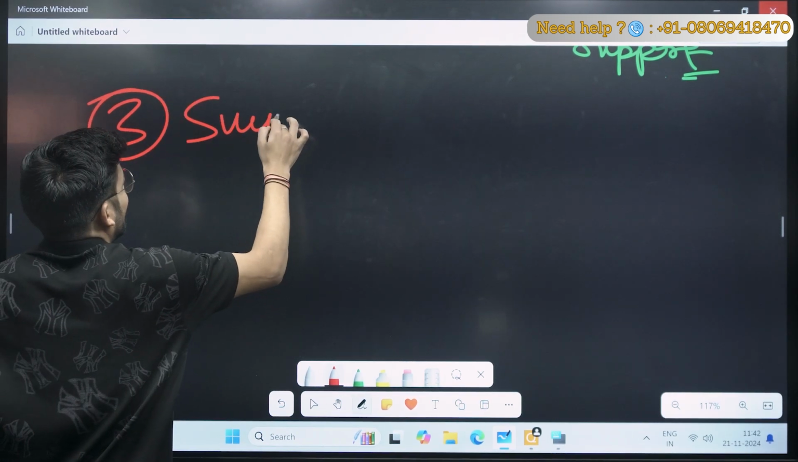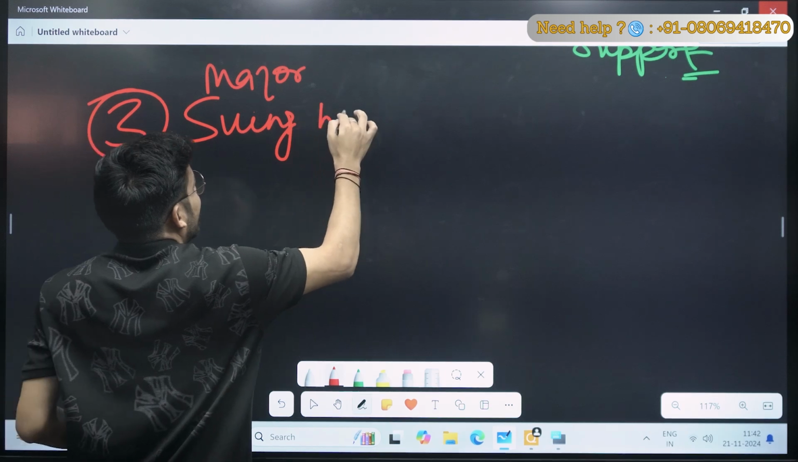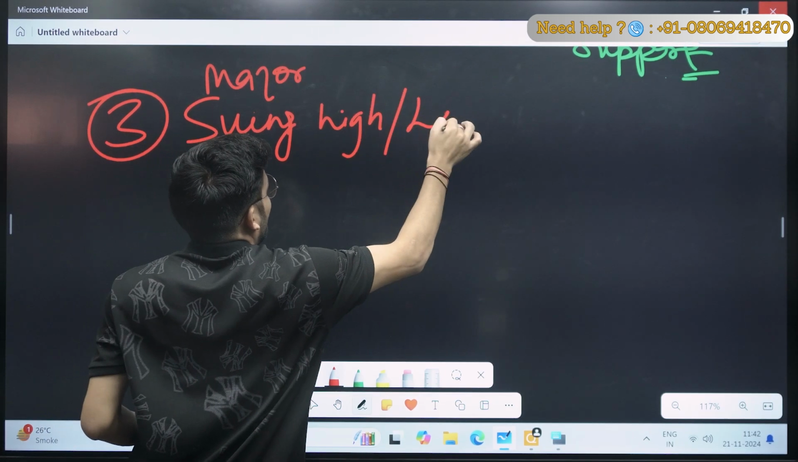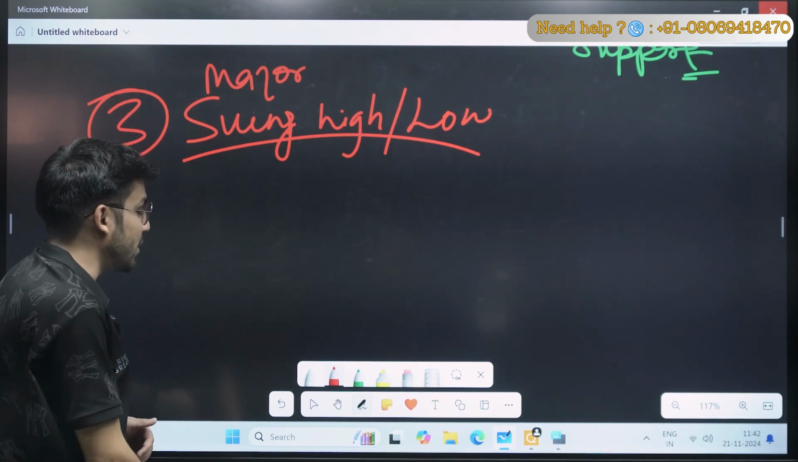Now coming to the third point, that is your swing high, or you can say major swing high, or major swing low. This is the third point, how you can draw proper support and resistance.